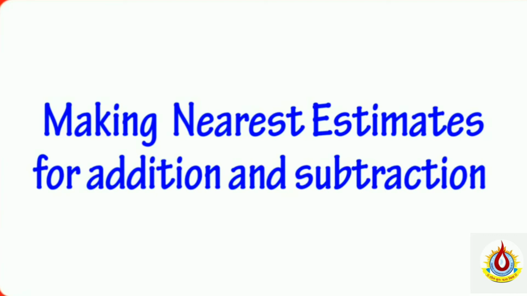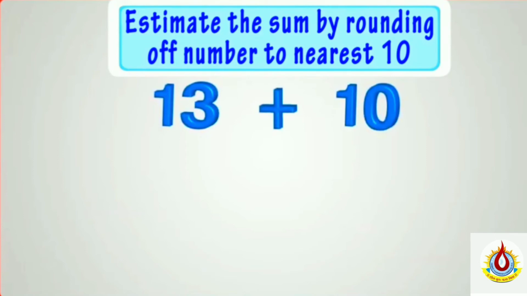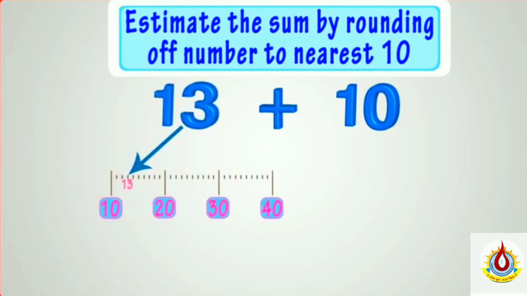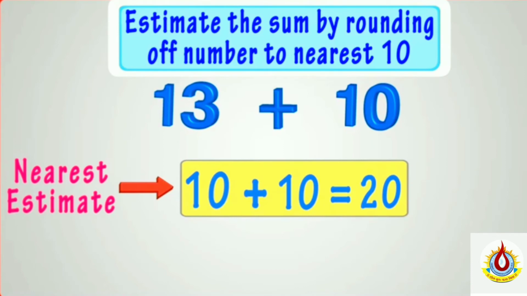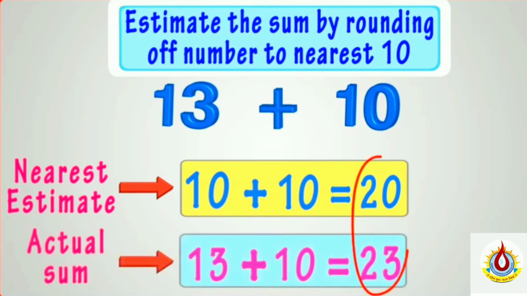Now, we will learn addition and subtraction after estimating. Let's take an example. We will add 13 plus 10. 13 is between two tens. As it is below the 5 mark, it will be rounded down to 10. Now we add the rounded off figures, that is 10 plus 10 equals 20. The estimate of 13 plus 10 is 20. Now let's compare the estimate with the actual sum. 13 plus 10 equals 23. Yes, our estimate is very near.